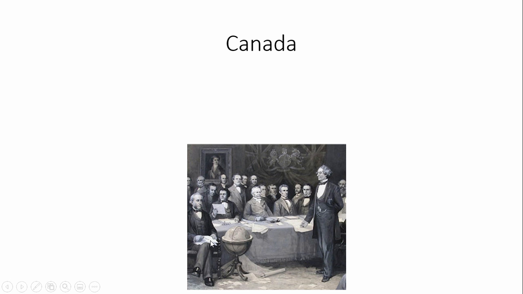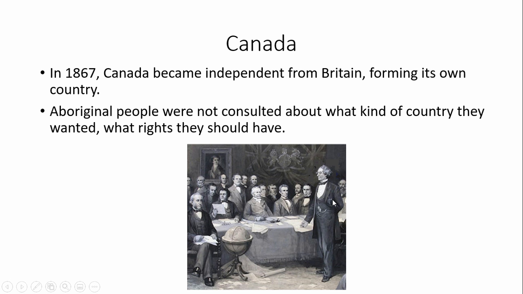And so 1867 is the year where Canada becomes an independent country, right? Where we elect this man right here to be our prime minister, John A. Macdonald. Okay. And so we form our own country in 1867.